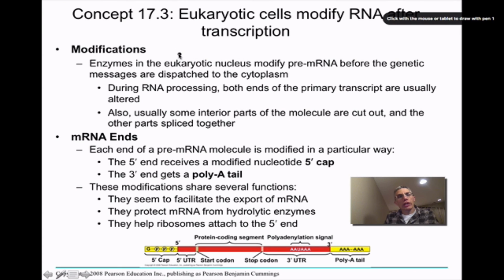Now, even though we're creating this messenger RNA strand, we do need to understand that we might need to modify the strand. And so there are going to be special enzymes in the eukaryotic nucleus that are going to modify what we call the pre-messenger RNA.